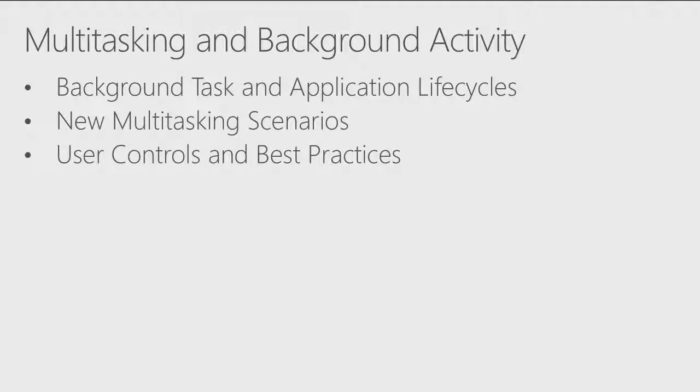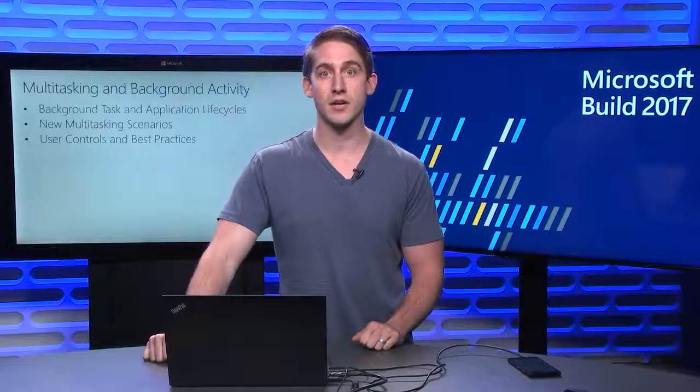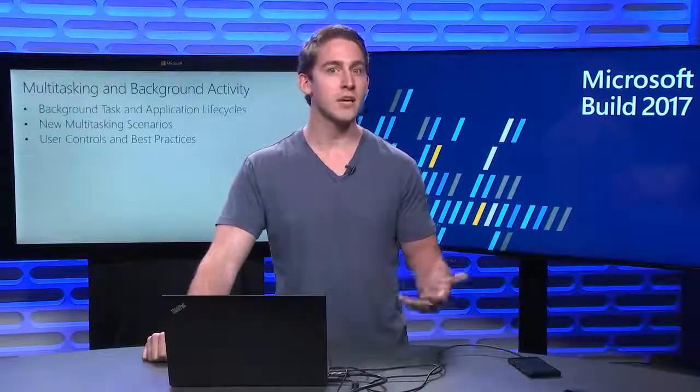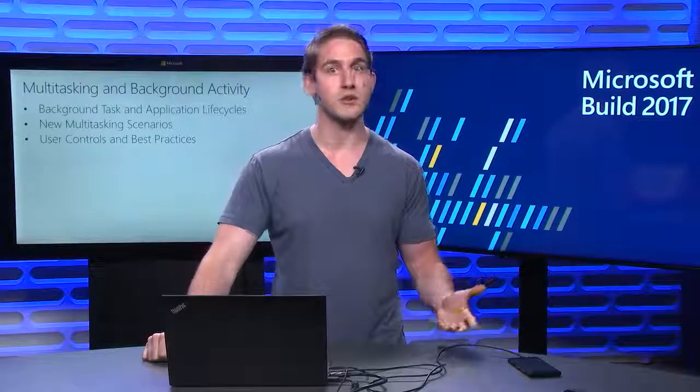So we're going to talk first about the background task and the application life cycles and what those two processes can do for you with running in the background. Then we'll jump into some code with the new multitasking scenarios that are available to you in the Creators Update and in the upcoming release. Then we'll go a little bit into what the new user controls are and how they are available to device users on desktop and mobile, and how you as a developer can have some best practices to take a look at what the user has chosen and react accordingly.